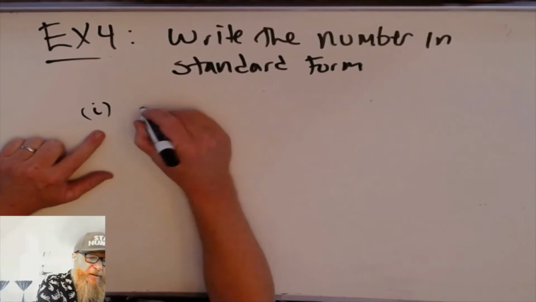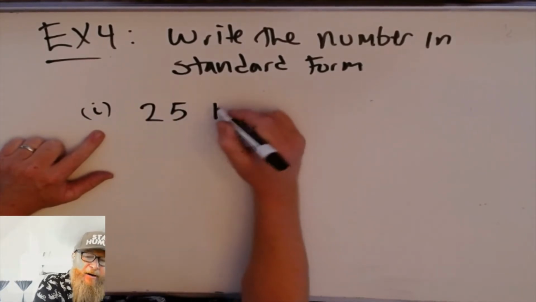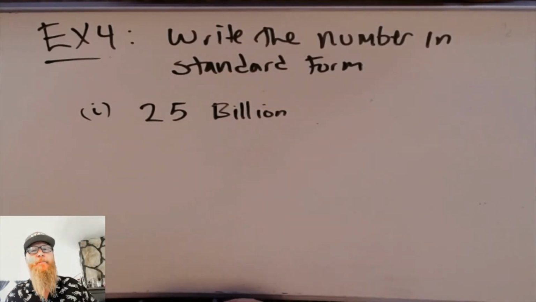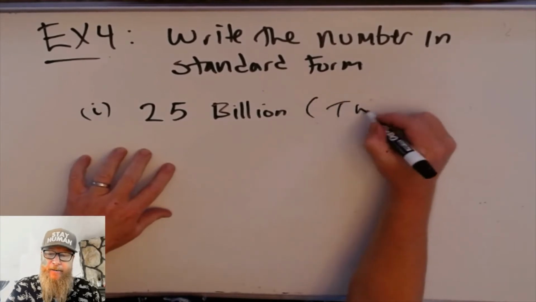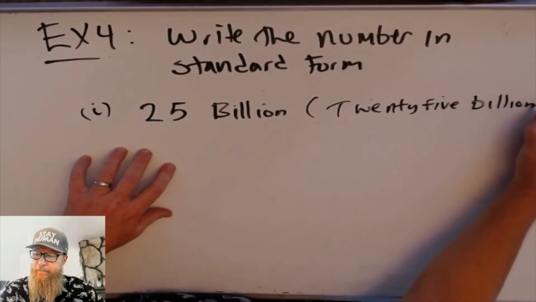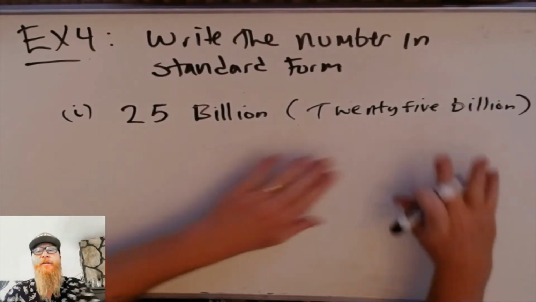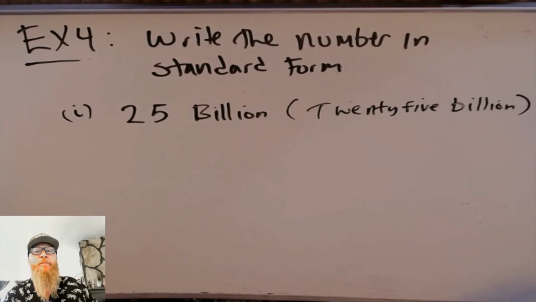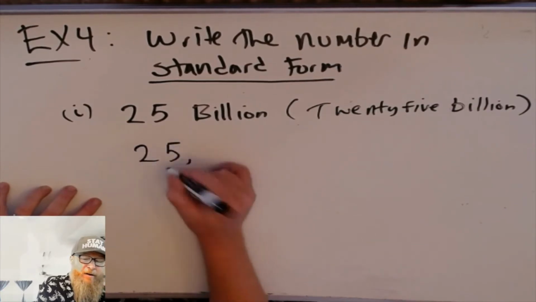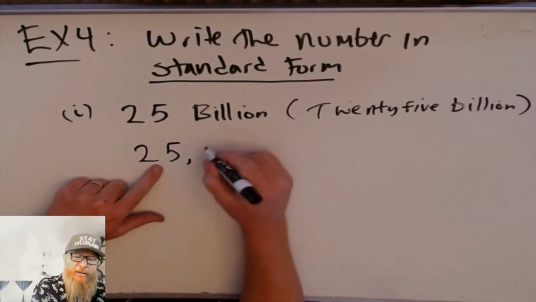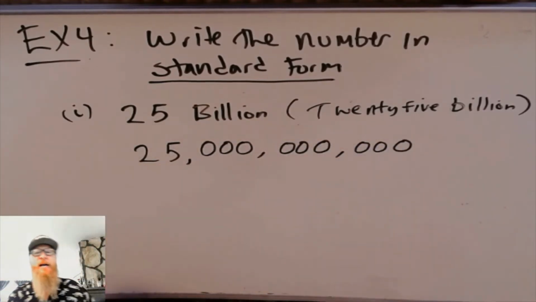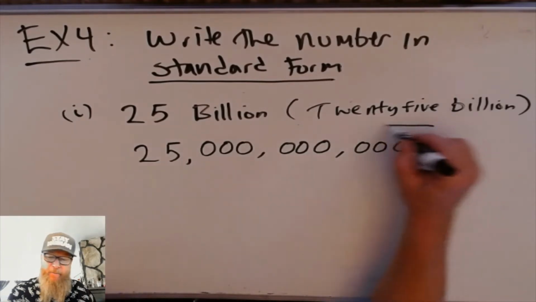So how about something like 25 billion? So this is the word form, 25 billion. I want you to write it in standard form. In other words, use digits. 25 billion, so that is 9 zeros.